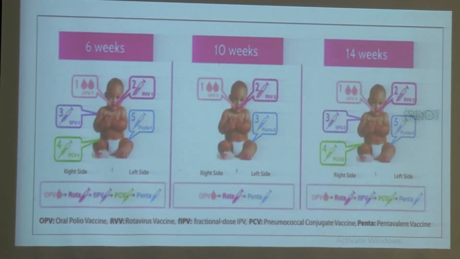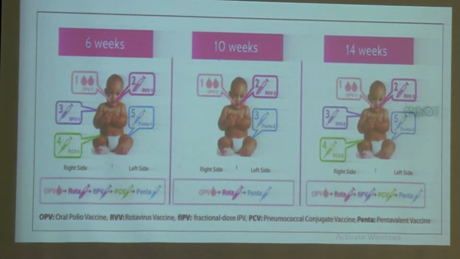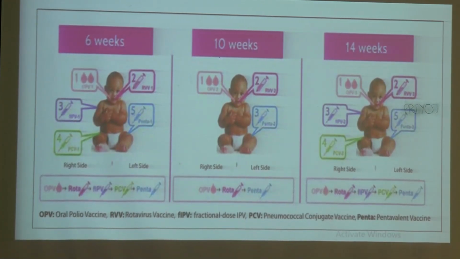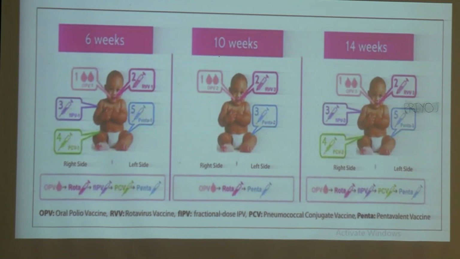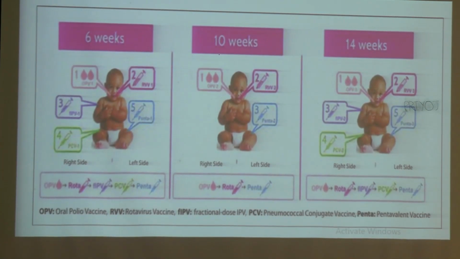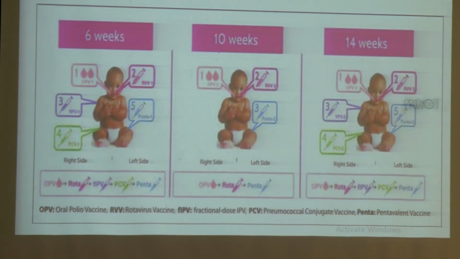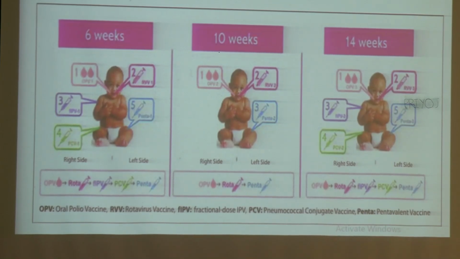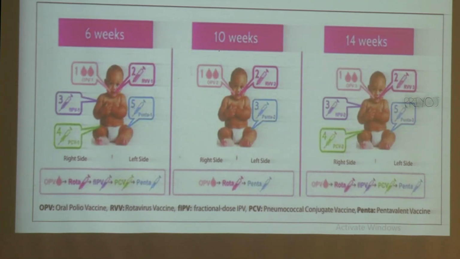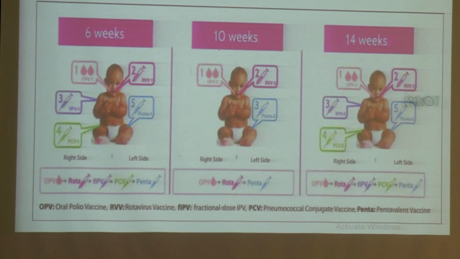Now to the picture. At 6 weeks, first vaccine is OPV1, then give the Rota both by oral, then give in the right hand IPV or FIPV, then in the anteromedial of the right thigh PCV1 and then in the left thigh Penta 1. This is the sequence. The vaccine is given at 6 weeks, 10 weeks and 14 weeks. Remember the picture, because it can be asked in any type of MCQ. Okay.